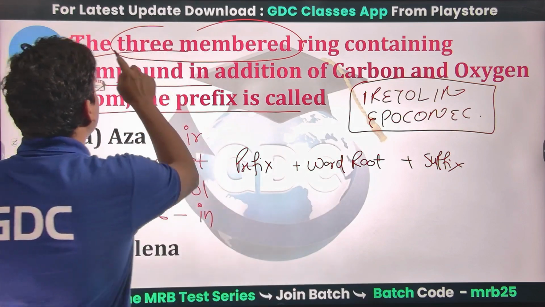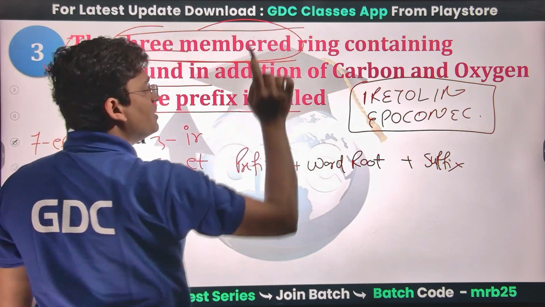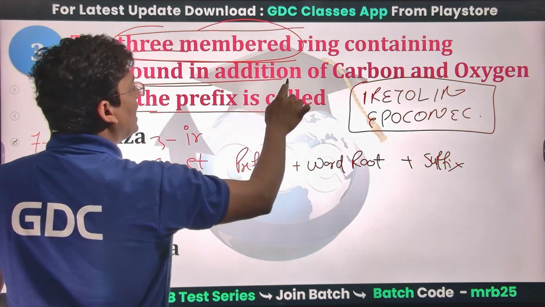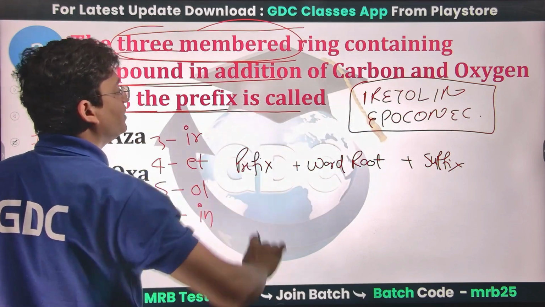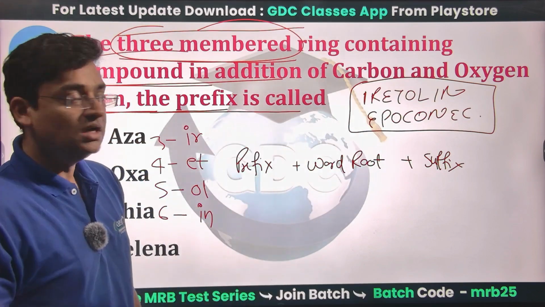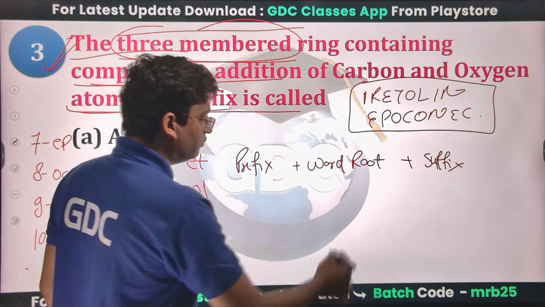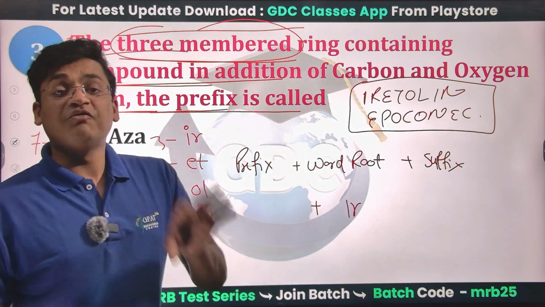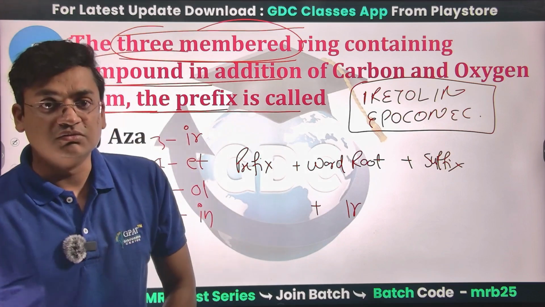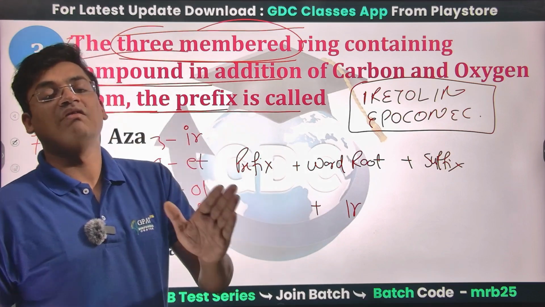So what have been asked in the question? The 3-membered ring containing a compound in addition to carbon and oxygen atom, the prefix is called. So it will be your word root. Like word root for 3-member will be IR and prefix. So simply prefix came from the type of heteroatom. So for each heteroatom it is having a specific name.